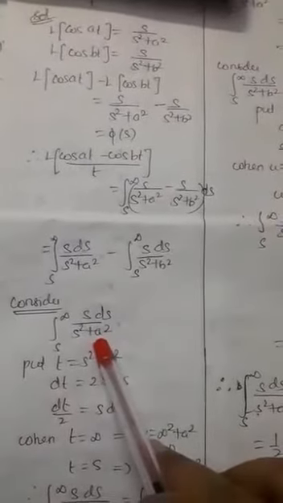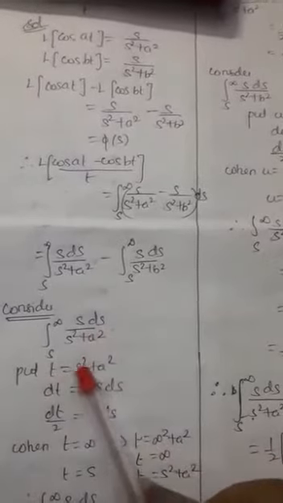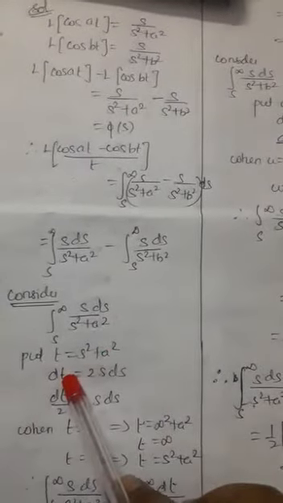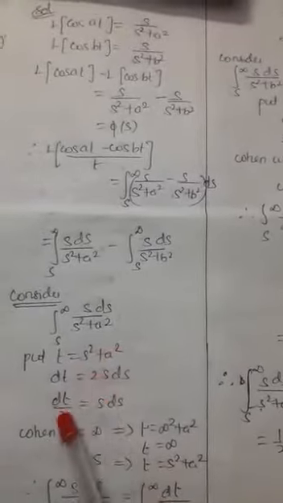Now take this, we are doing integration by the substitution method. So take the denominator to be t equal to s square plus a square. Differentiate on both sides. So dt equal to 2s ds. A square differentiation is 0. Now dt by 2 equal to s ds.